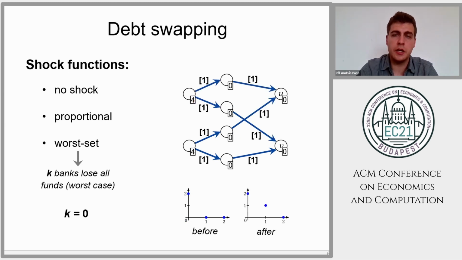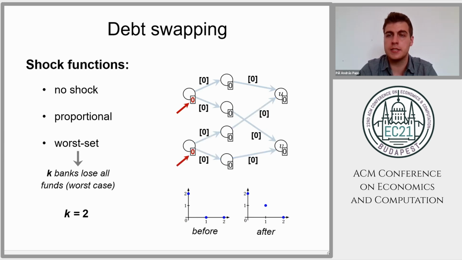But the situation is now different after swapping, because once again, they start with a payment of 2. But now if only one bank is hit by a shock, they still receive a payment of 1, and it continues until a shock of size K equals 2, when they lose all of their assets. So in this case, we see that the swapping operation is indeed a strict improvement. They get a better, safer situation for the case when one bank is hit by a shock.